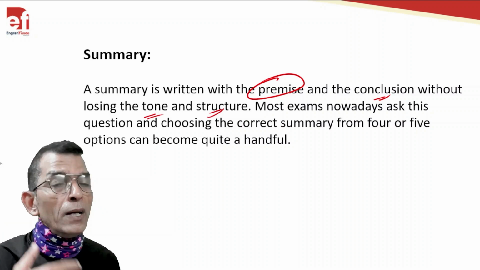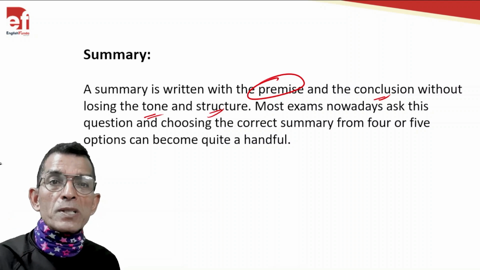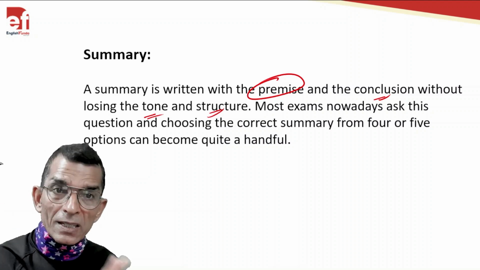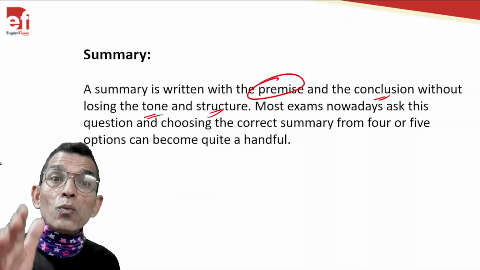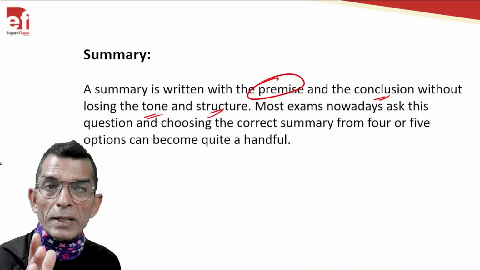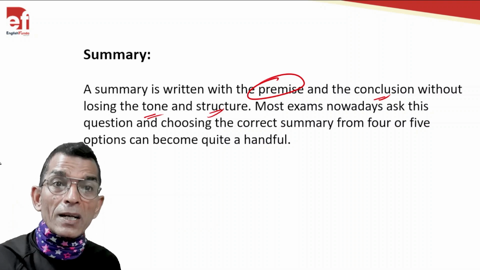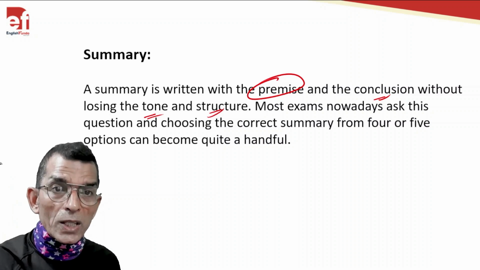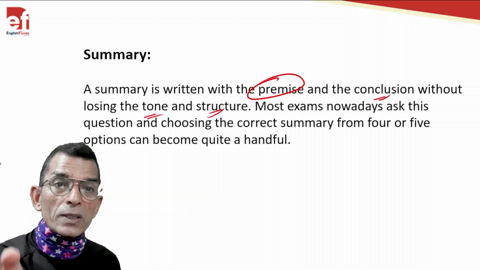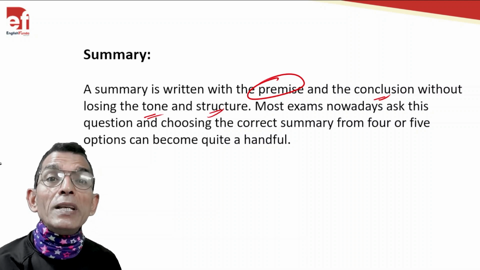Keep this in mind. I'll teach you how to eliminate options from, say, 4 or 5 options that we get in exams. That's a different ball story. But before that, what is exactly sought by a summary is what you have to keep in mind. It wants the premise and the conclusion with the same structure and the tone as used by the author in the passage. Okay, so while choosing the summary, we need to be careful.